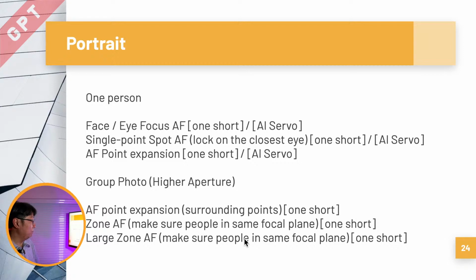Some people like to not guess and just use Larger Zone AF, but if you understand, you can use AF point expansion. These 3 modes are always available in most of our cameras, unless for one person only, where the face one is only available in the mirrorless world.